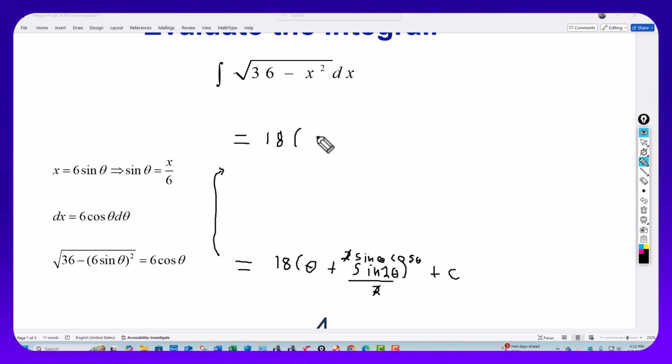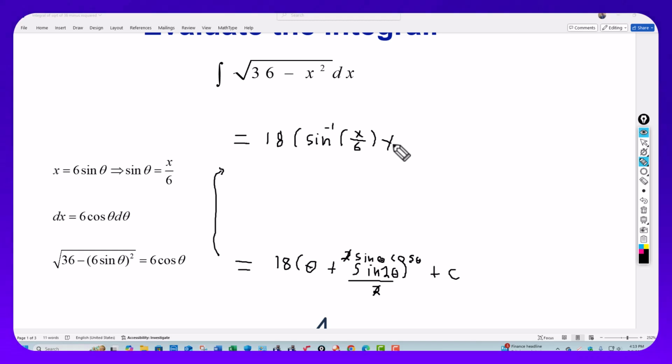And then this theta here, we want it in terms of x. Now we have to go to the original variable. So here's sine theta is equal to x over 6. If I take the sine inverse of both sides here, sine inverse of sine theta will give me just theta. So theta will equal sine inverse of x over 6. So I can replace the theta by sine inverse. You could also use arctangent, or arcsine I should say.